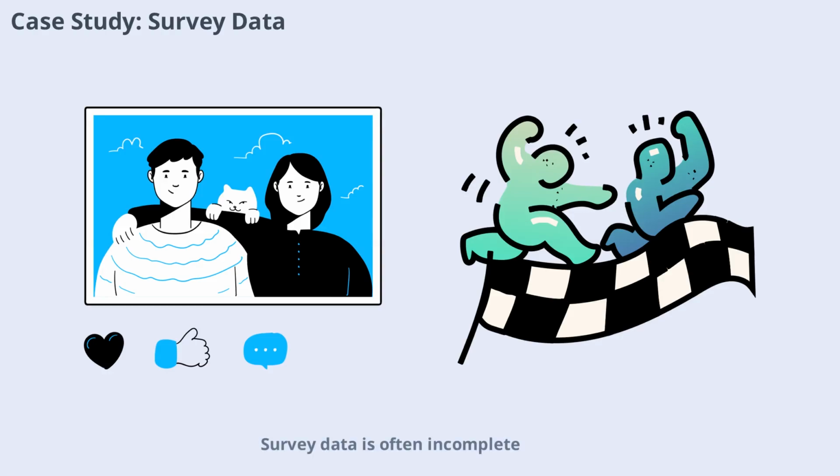Survey data is often incomplete, with respondents skipping questions or dropping out. Researchers use techniques like weighting, imputation, or auxiliary variables to address missingness. By carefully handling missing data, they can ensure that survey results are representative and trustworthy.